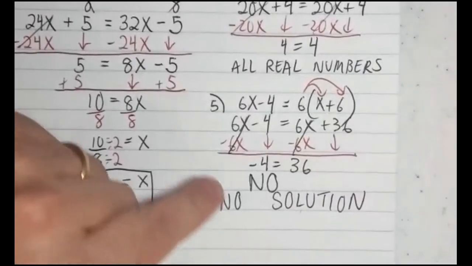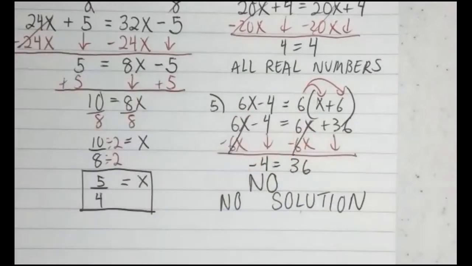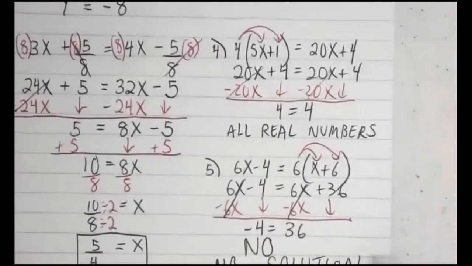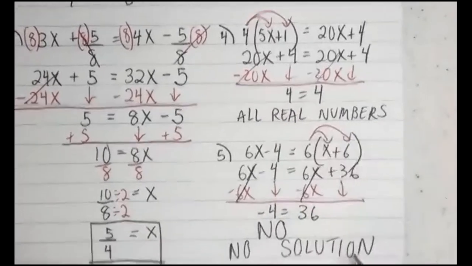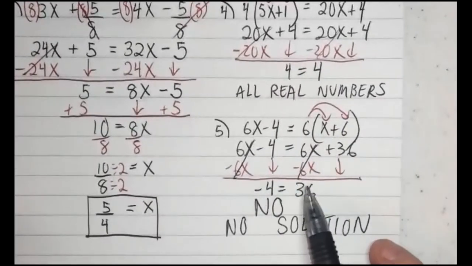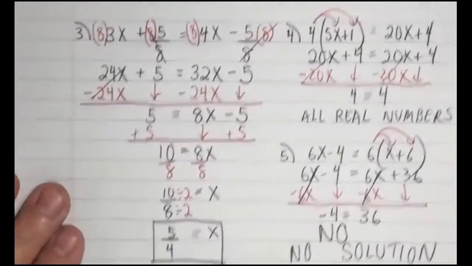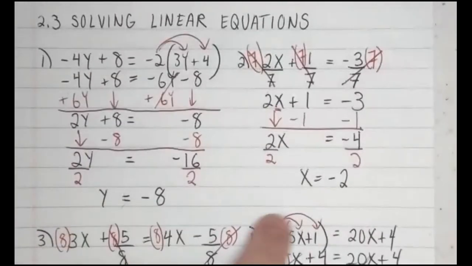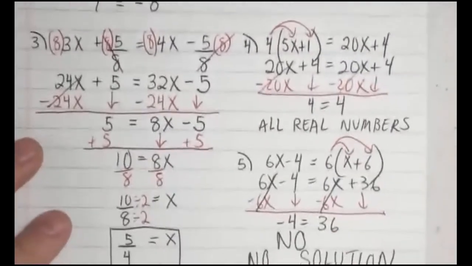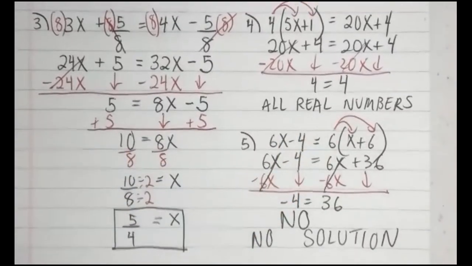That means there is not a number that I can put in here for x that would make these two sides equal. Okay, so again, see the difference when I get 4 equals 4? That means any number I put in would make this a true statement. This one, no number. There is no solution. See, all these other ones, we can come up with an answer, whether it's a fraction or a value. But sometimes it'll be all reals, and sometimes it'll be no solution.